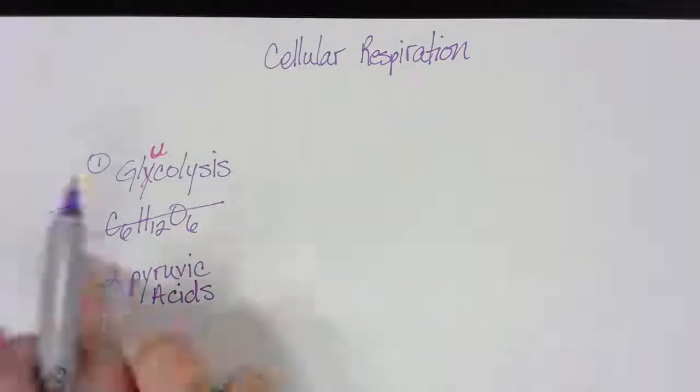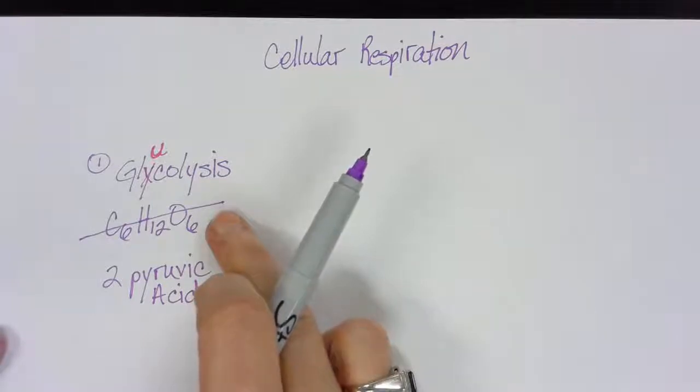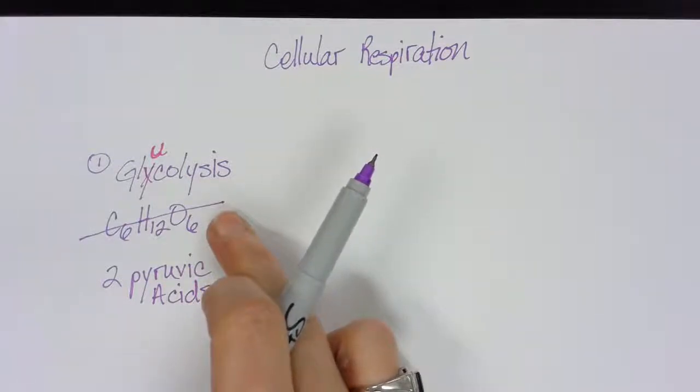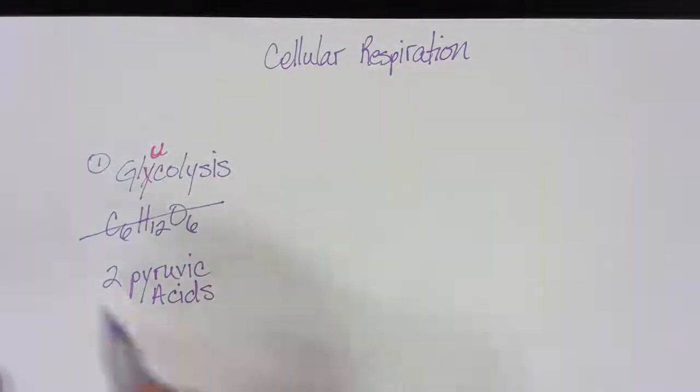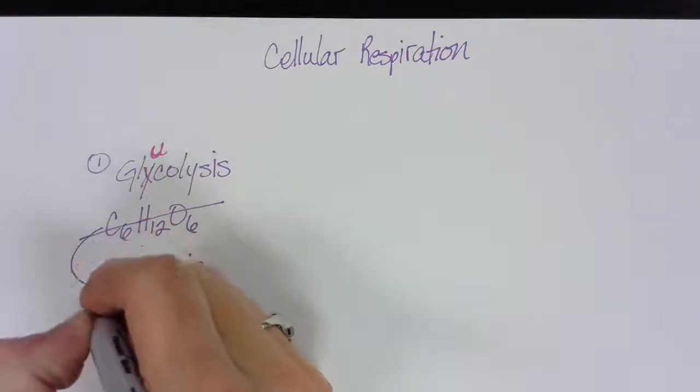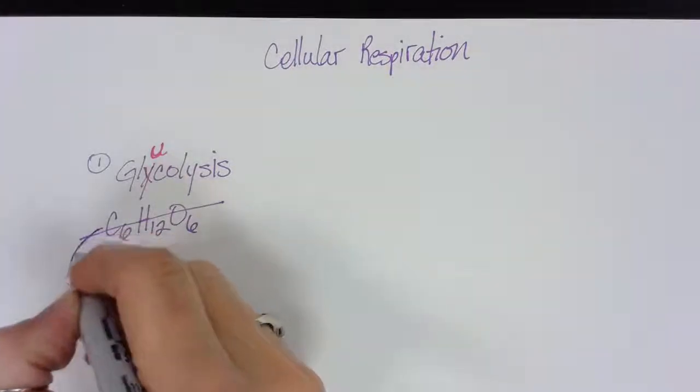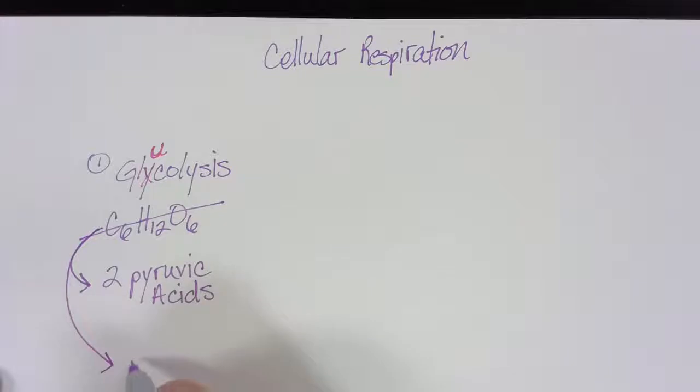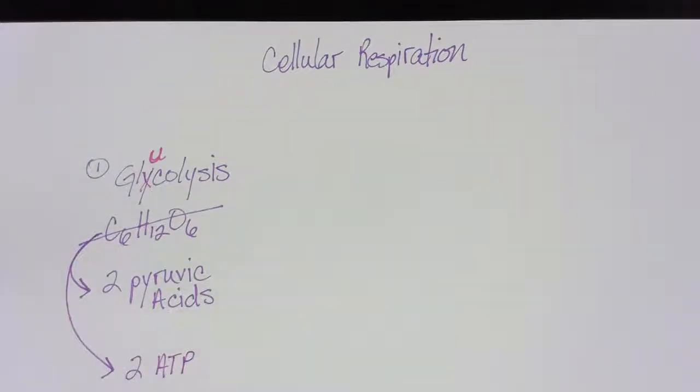Now remember, we're breaking those molecules down, so we're breaking bonds, and anytime we break bonds, we're actually making energy or releasing energy, and we're also going to get 2 ATP out of this stage.